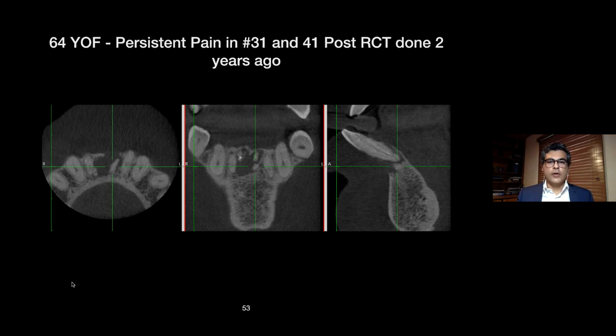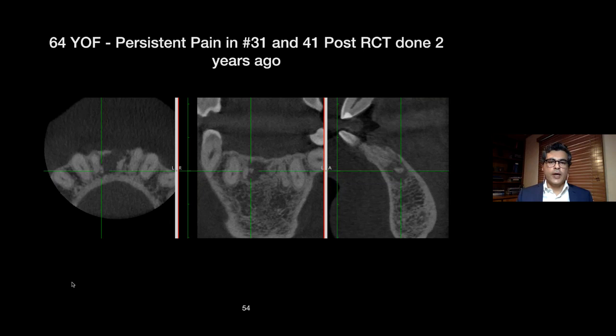So let's look here, and not just the 31, but also 41 has a similar broken off apex, which is sort of floating around in the area. So with the patient's history of pain, the patient is complaining of pain, there's a periapical radiolucency, there are these most likely infected, broken down apices of both of these teeth floating around in the periapical area. There is a resorption of the labiocortical plate.